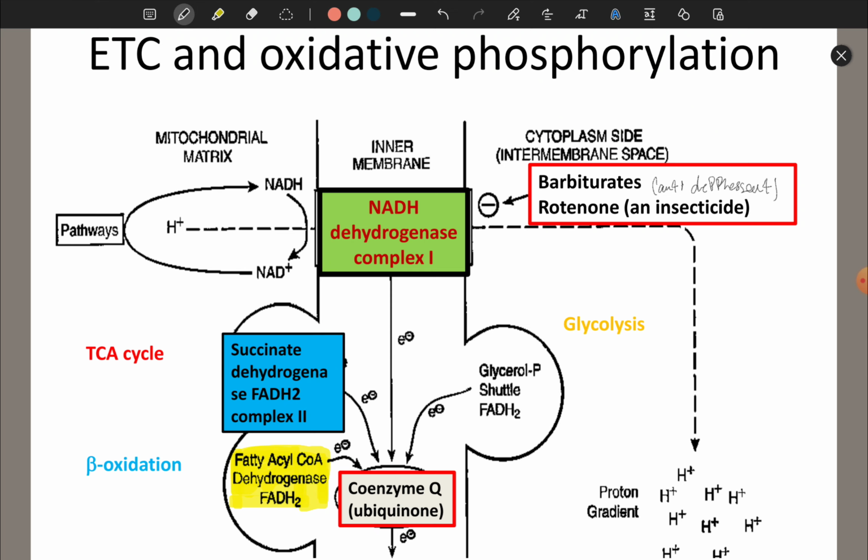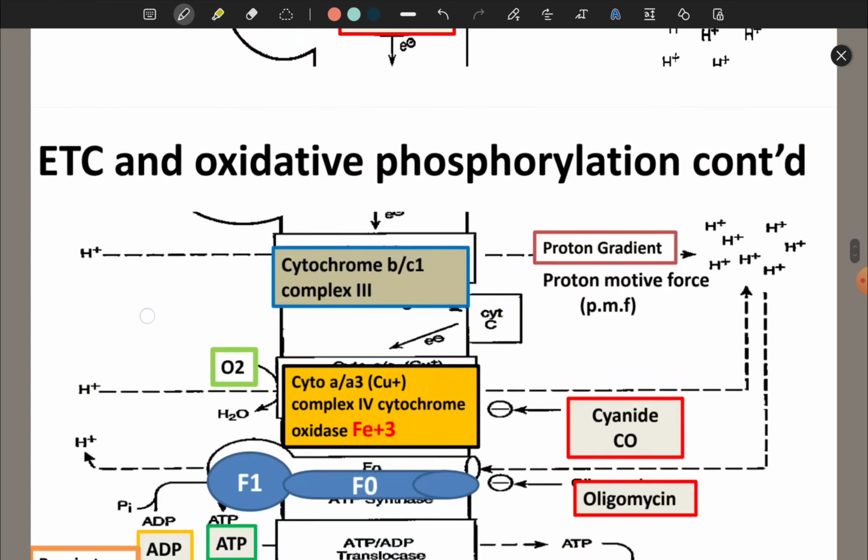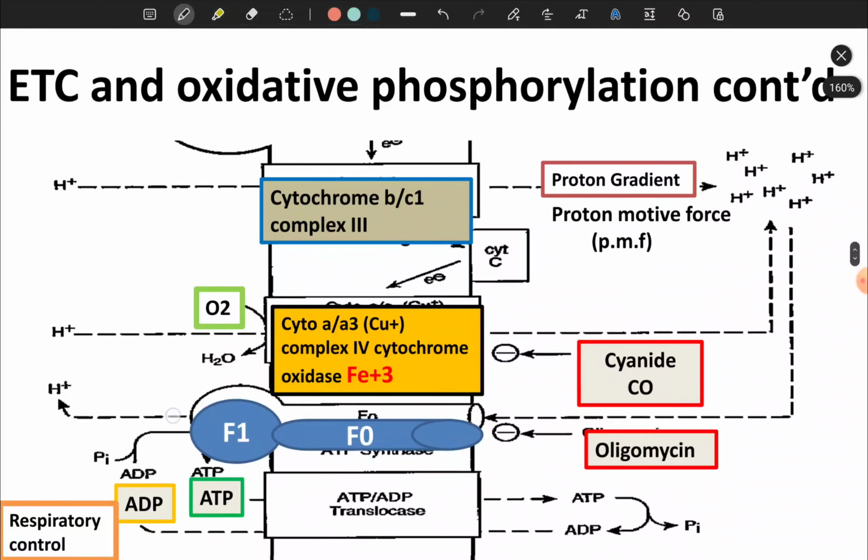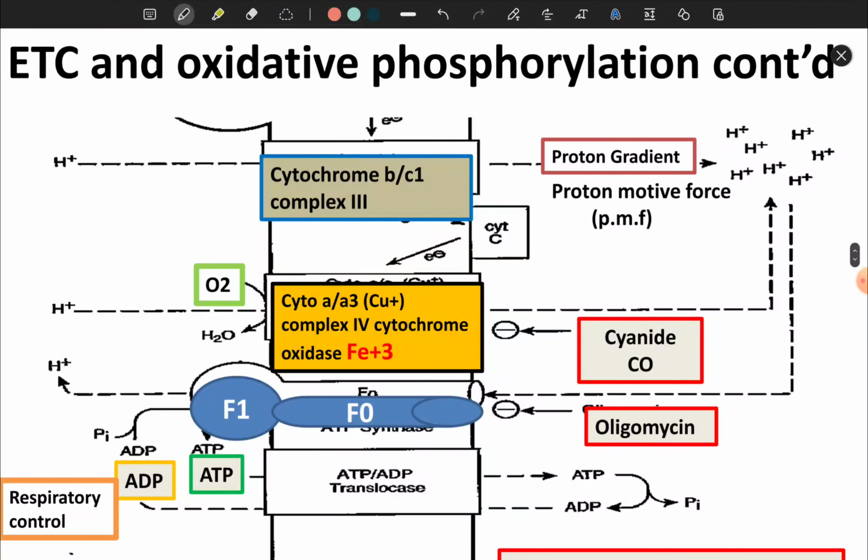Is that clear? Okay. The electrons from coenzyme Q, ubiquinone, go to complex 3. So they will give electrons to complex 3, then from complex 3 to cytochrome C, which is present on the cytoplasmic aspect of the cell, and then the electrons will flow to complex 4.